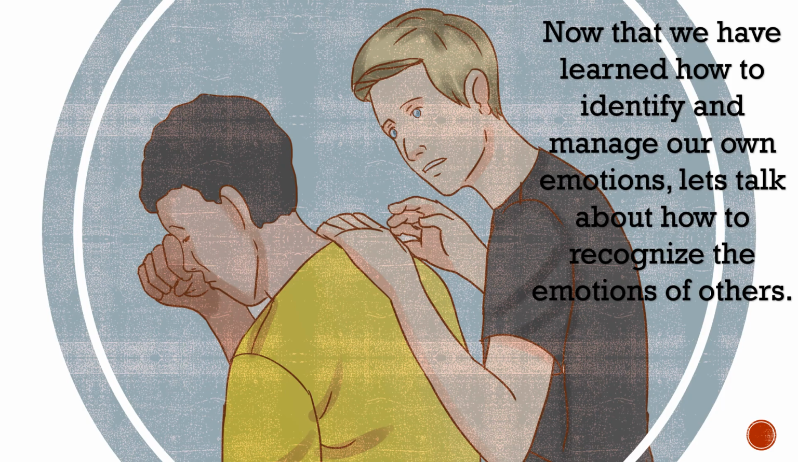So now that we have learned how to identify and manage our own emotions, let's talk about how to recognize the emotions of others. Sometimes we're able to recognize those emotions through their body language. Like this picture here, he looks like he's crying and his friend notices. Sometimes we're able to look at somebody's body language, look at their facial expressions, and know how they're feeling. But sometimes we're not able to. So that's why it's important to tell people how you feel as well as show them, okay?